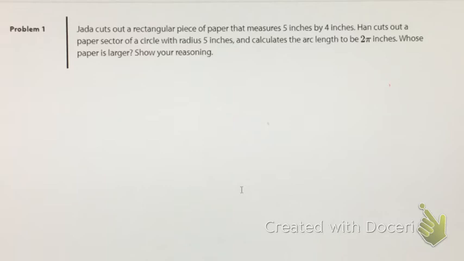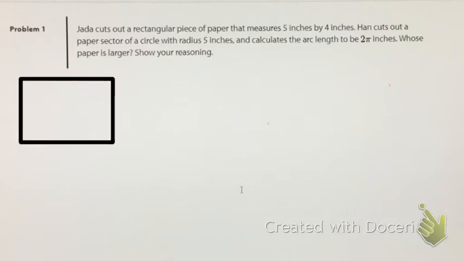Jada has got a rectangle, and so first thing to do is probably draw the rectangle just for the sake of argument. Like I said, draw a picture. It helps. Just a sketch. Don't worry about being accurate. It's 5 by 4. And right there, I can just say it's got an area of 20. 5 times 4 is 20. So I'm just kind of going to get the rectangle out of the way.